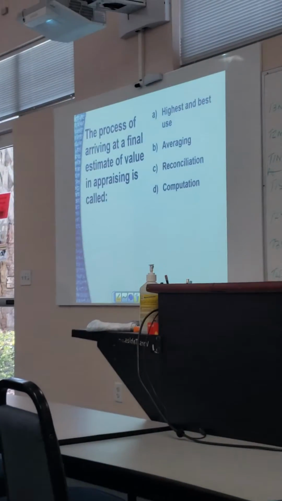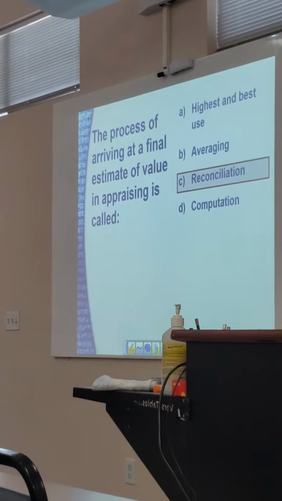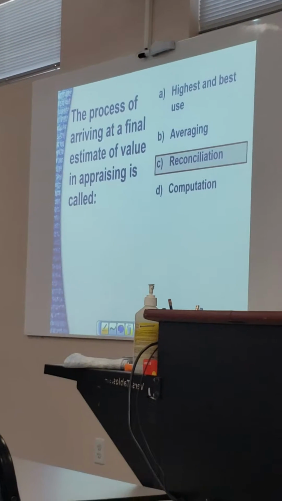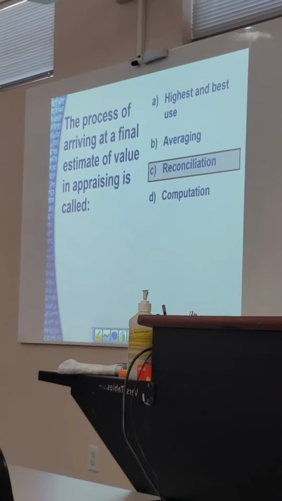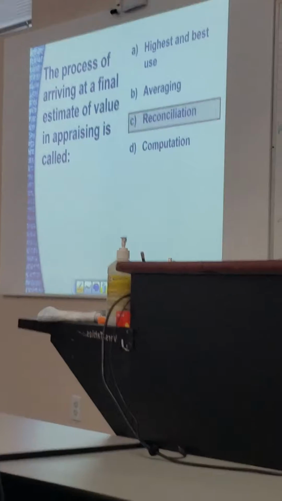Question: the process of arriving at the final estimate of value in appraising is called reconciliation. It's called reconciliation, the most important step in the appraising process. You have to reconcile those final estimates of value. Brokers, reconciliation involves weighted averaging. Keep that part for your broker exam. Reconciliation is based on weighted averaging, not simple averaging.